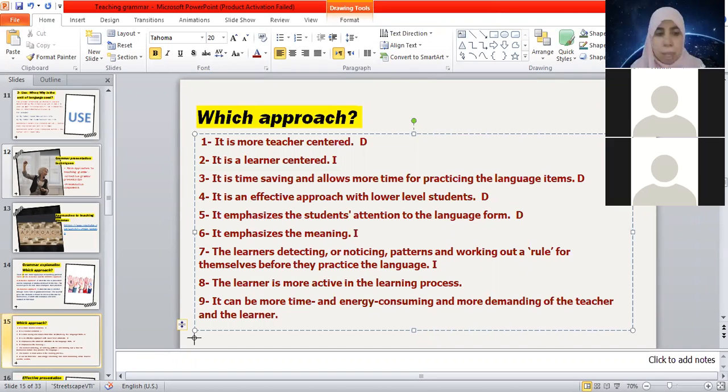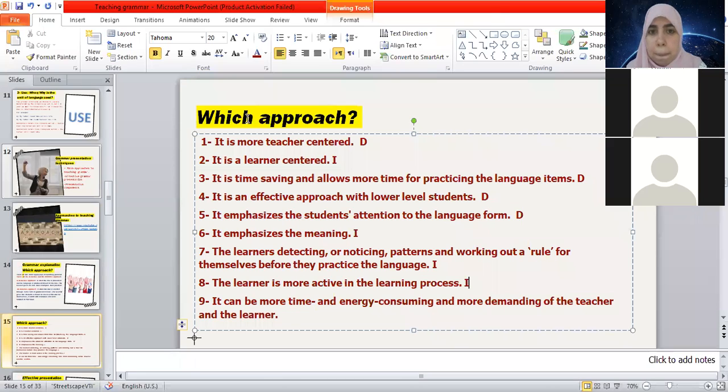It's inductive. Number 8, the learner is more active in the learning process. Inductive way, exactly, because the students themselves work out the rules and the meaning. It can be more time and energy consuming, not only for the teacher, but also for the students.